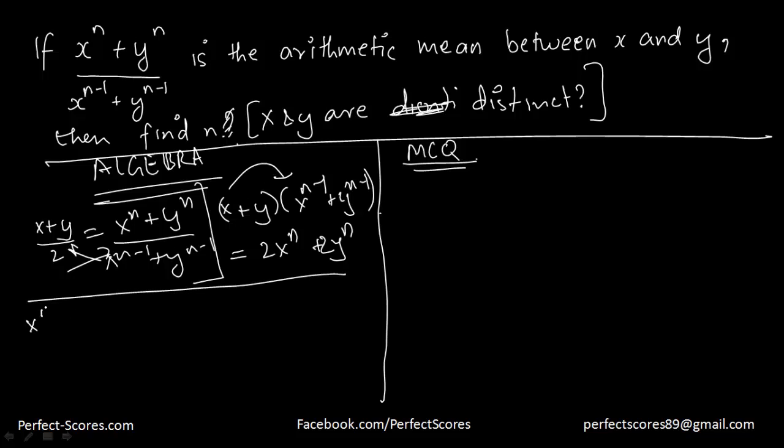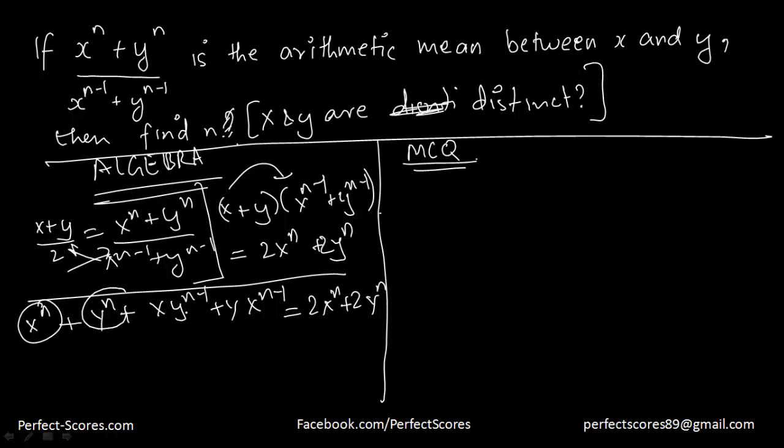This is going to be x to the power n plus y to the power n plus x into y to the power n minus 1 plus y into x to the power n minus 1, that is equal to 2 times x to the power n plus 2 times y to the power n. Now this and this is going to go to that side. I'm going to have x into y to the power n minus 1 plus y into x to the power n minus 1 is equal to x to the power n plus y to the power n.